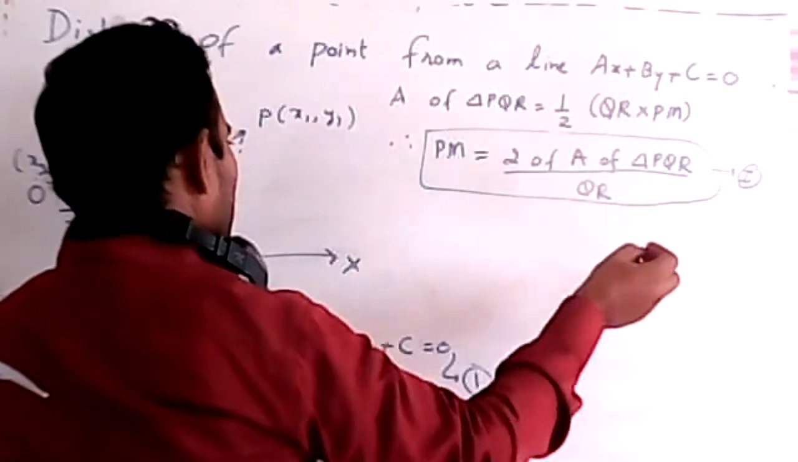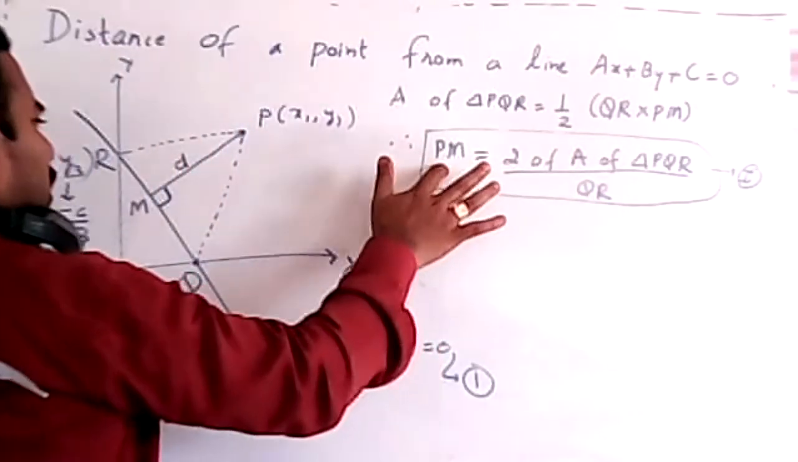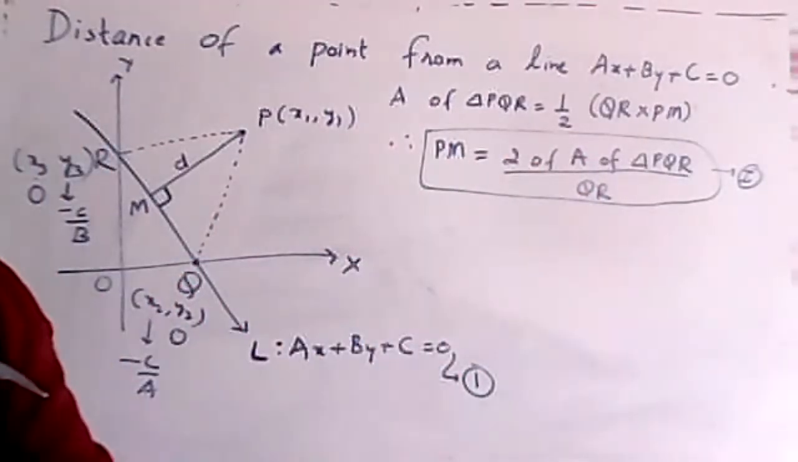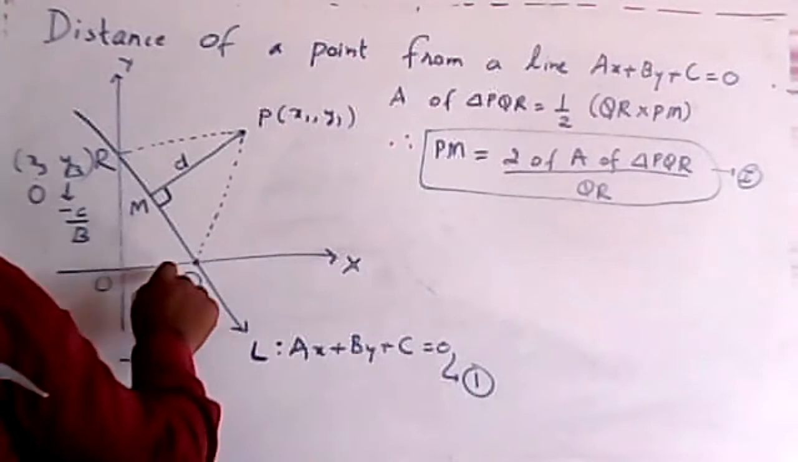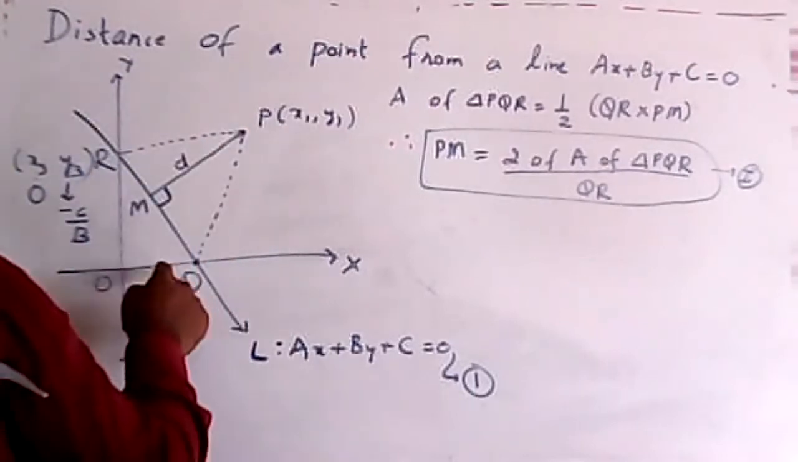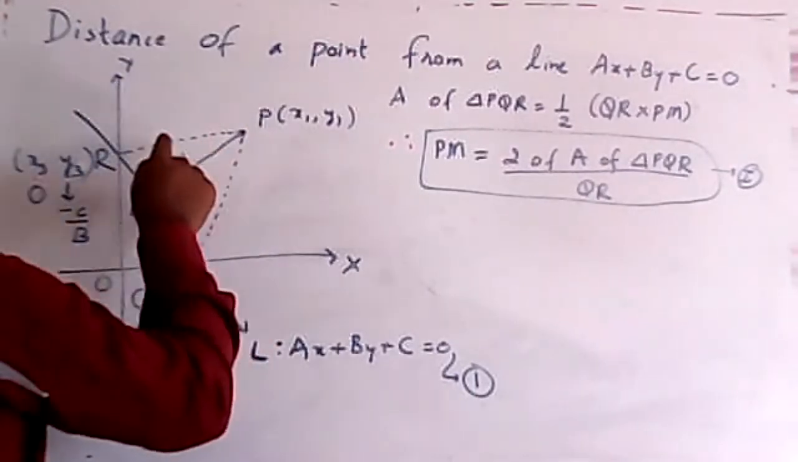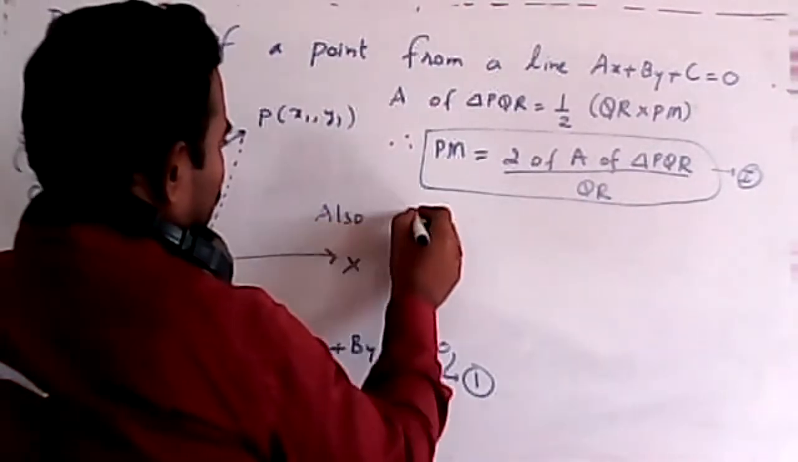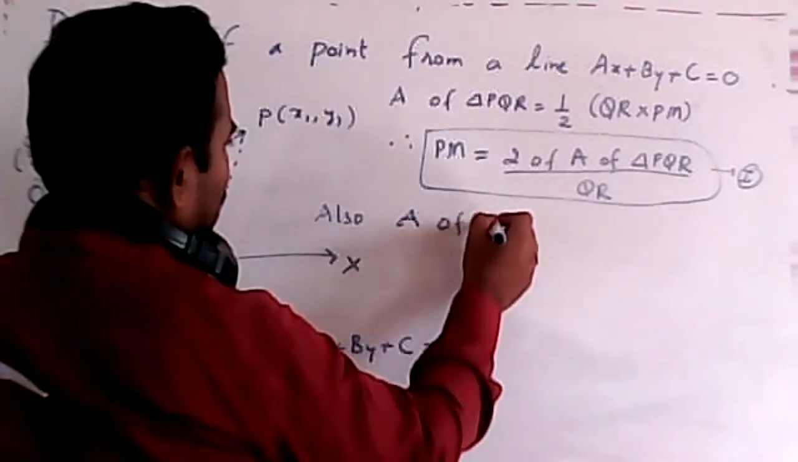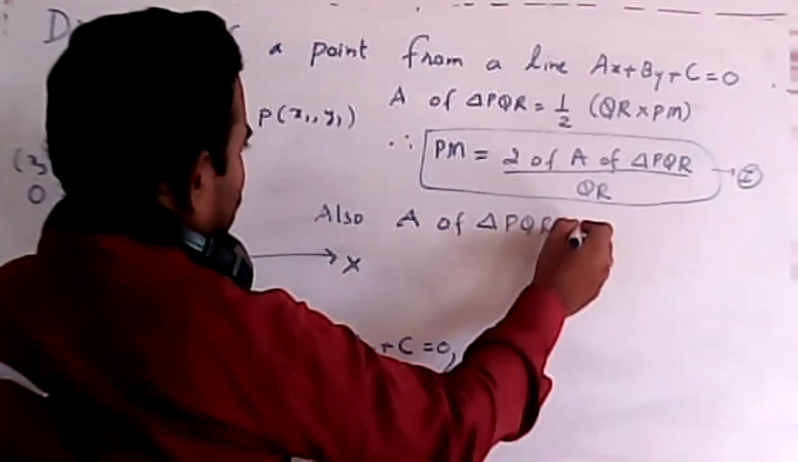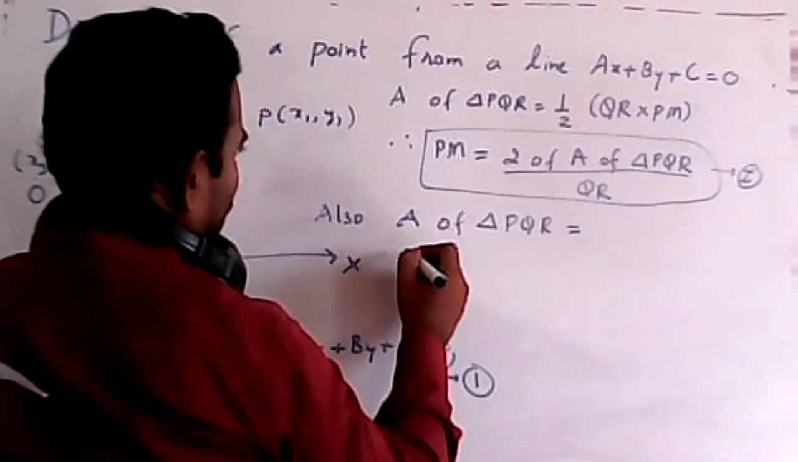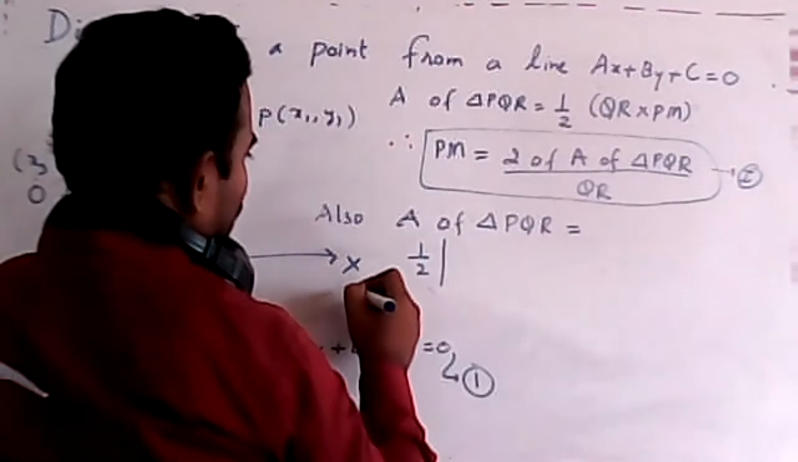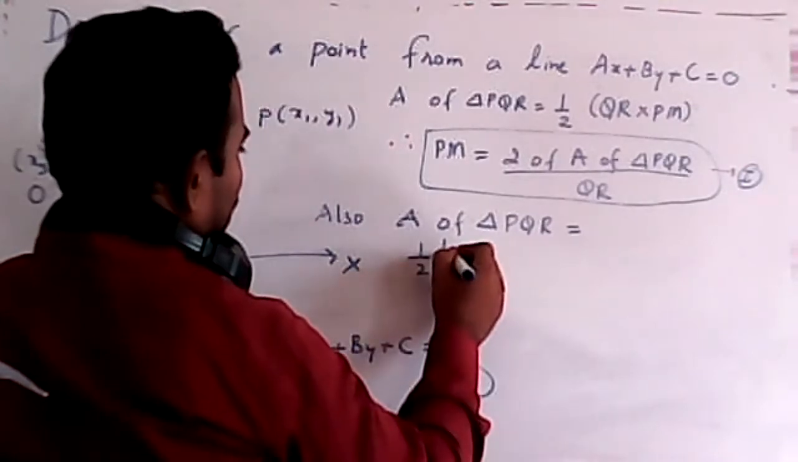What is the value of QR? Again I have to substitute. Then by this formula I have to design these two. Then let us see one more idea. Whenever a triangle is given with vertices, then we can find area of a triangle in terms of their vertices.